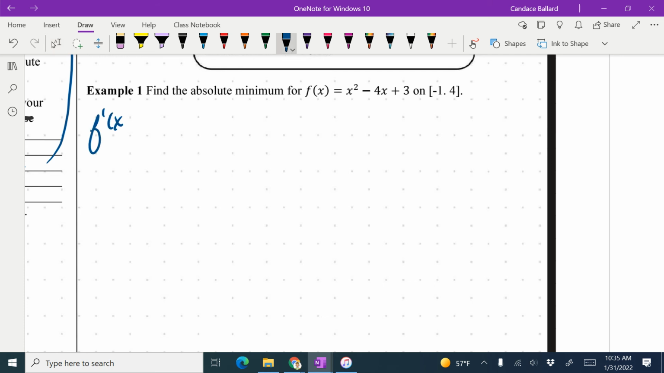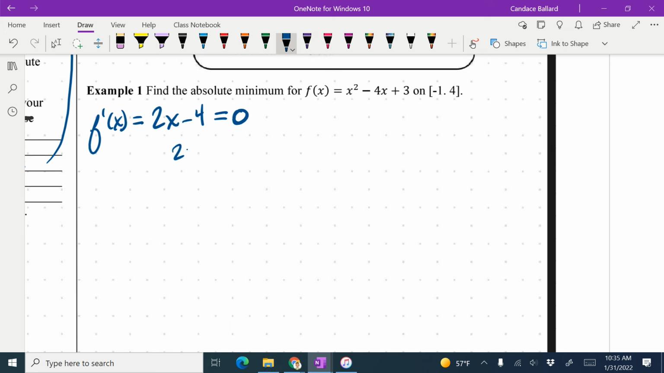So f prime of x equals, okay, let's see what we remember. What's the derivative of x squared? Good. Okay, what's the derivative of -4x? -4. And the derivative of 3? Awesome. We didn't forget how to take a basic derivative. Okay, we're going to set that equal to 0 to get our critical numbers.